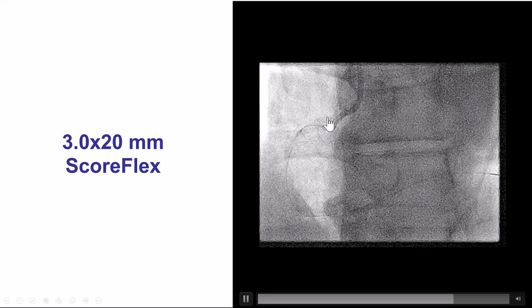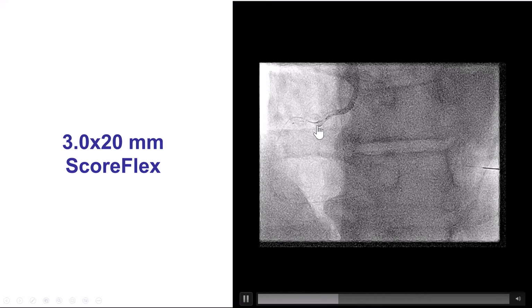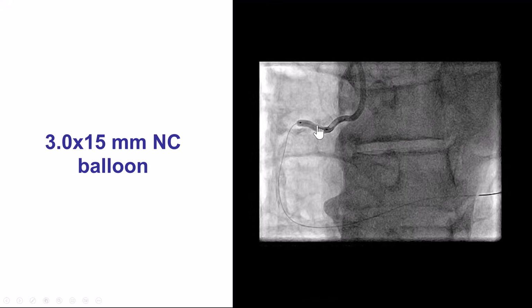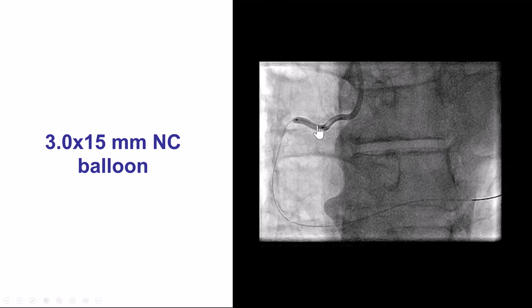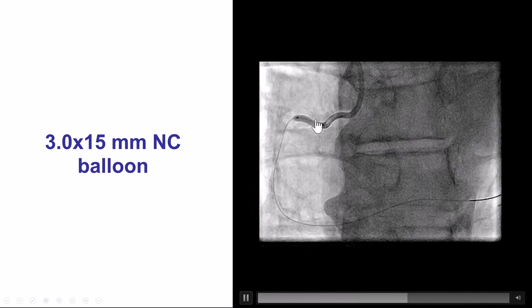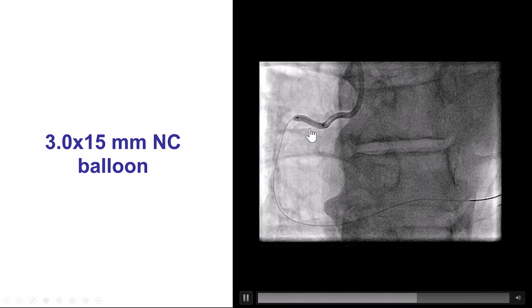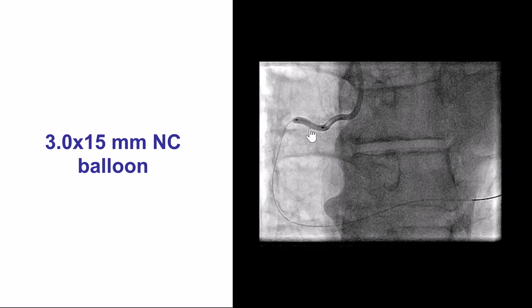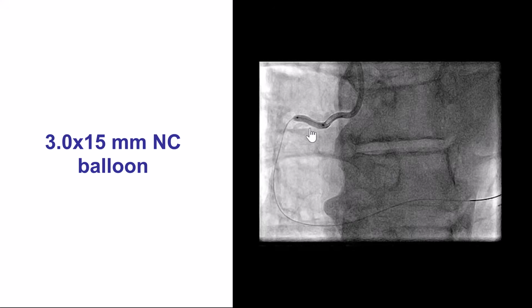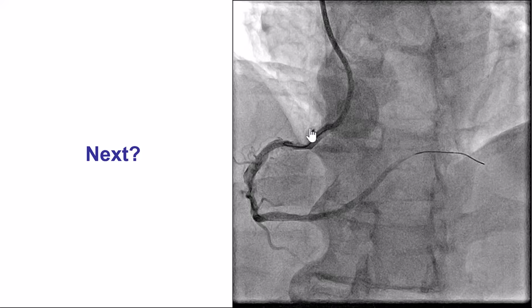The question is, should we now use some atherectomies? What should we do for this ostial lesion? But before doing that, we decided to use a non-compliant balloon. The previous ones were compliant. And this time, the non-compliant balloon successfully expanded without having rupture. And this is an example that sometimes non-compliant balloons might do the job for modifying the lesion.